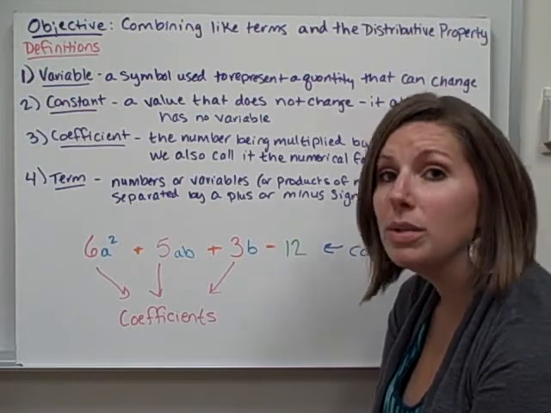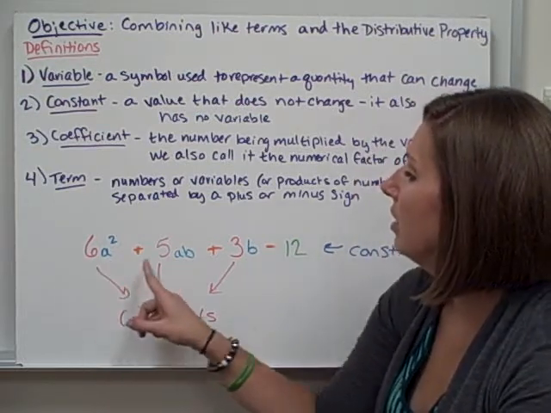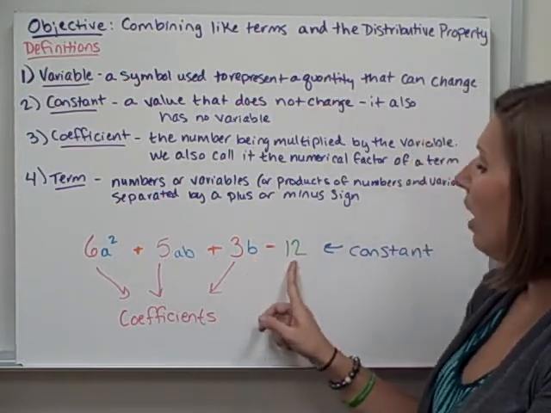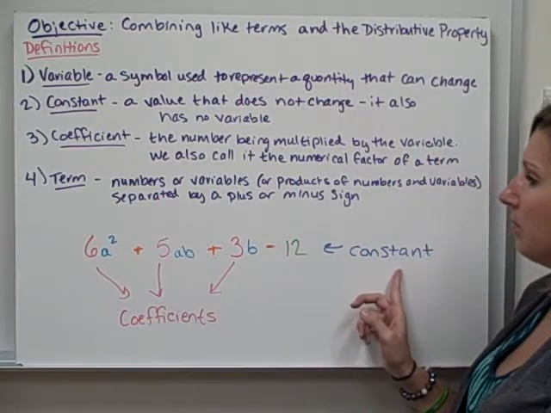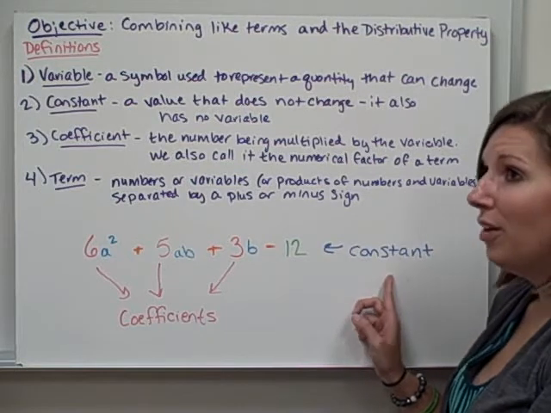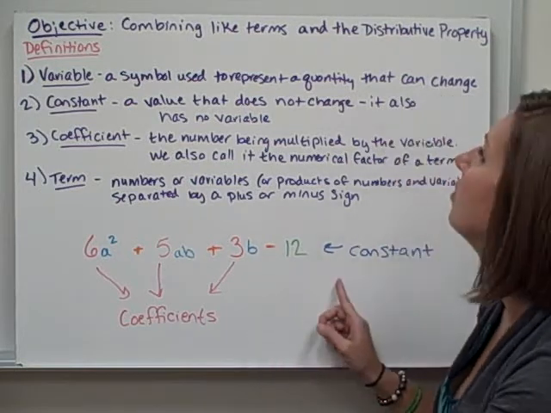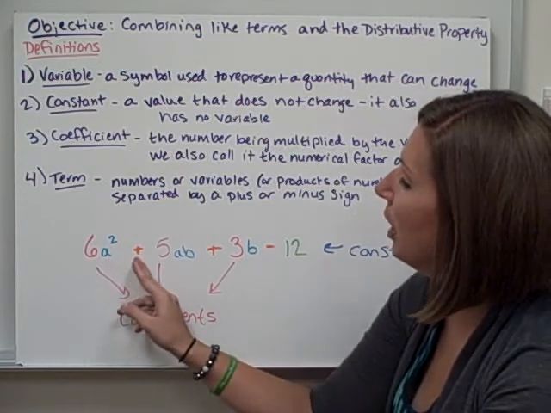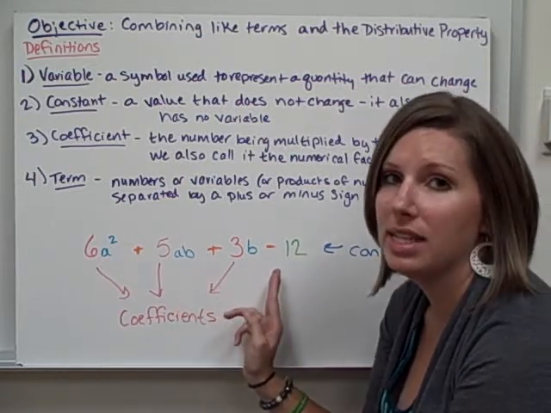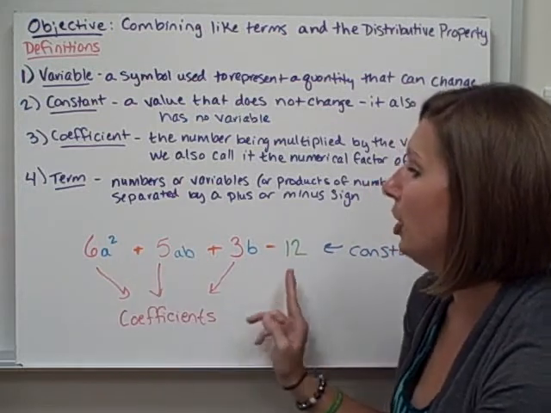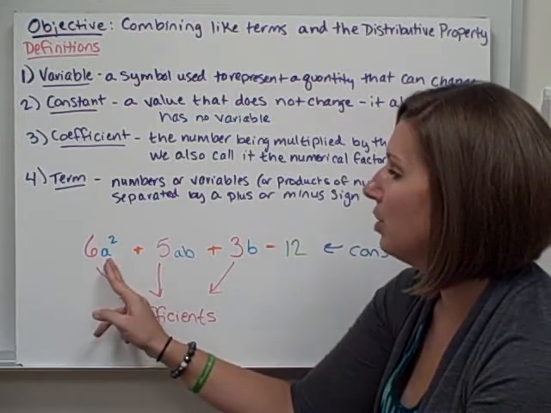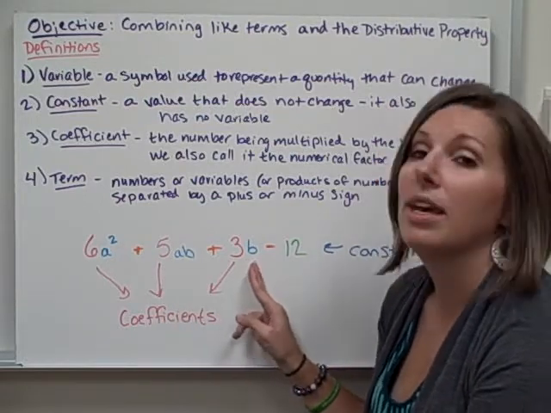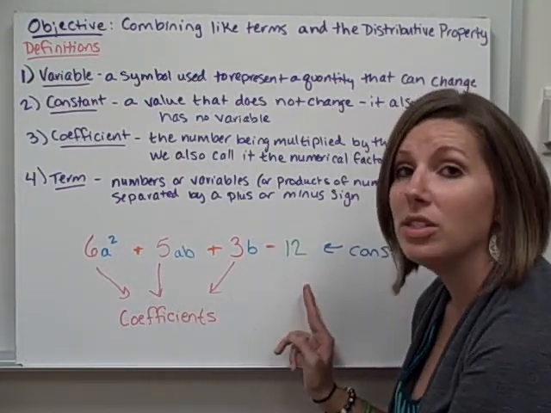Well, what are our variables? They are a squared, ab, and b. 12 is called our constant. It will always be 12. It doesn't change in this problem. Our terms are separated by these plus and minus signs. We have 4 terms. 6a squared is a term, 5ab is a term, 3b is a term, 12 is also a term.